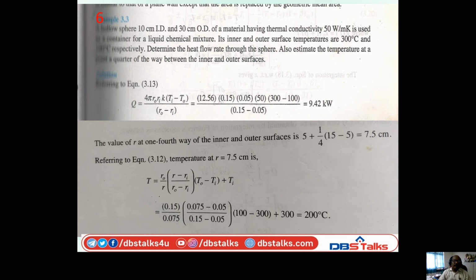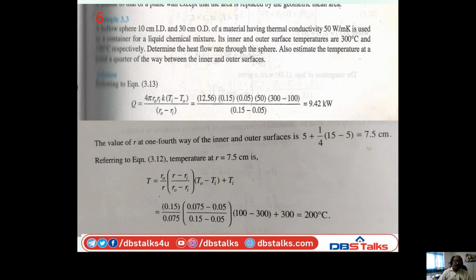What is the inner diameter? From this you have to calculate the inner radius. This D1 is given, you have to find out R1 also. D2 is given, you have to find out R2. K value is given. T1 is given and T2 is given. You have to find out what is Q. For a sphere, Q equals 4 pi R1 R2 K into T1 minus T2 divided by R2 minus R1.